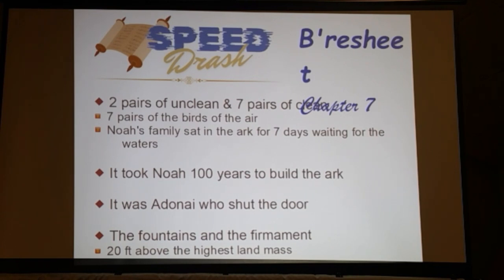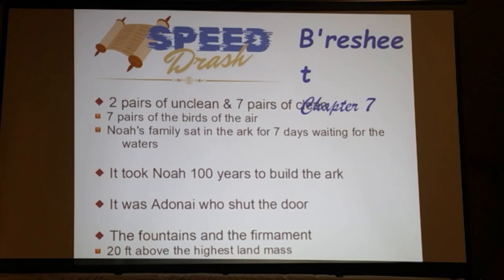Yep. But we also caught this, y'all. We don't know why, but he had them collect seven pairs of the birds of the air. Not necessarily clean, it just says seven pairs of birds, so they can populate and spread over the earth. That's in chapter 7.